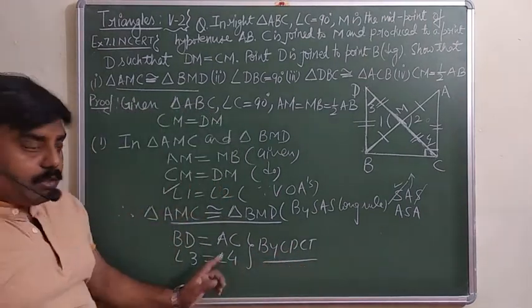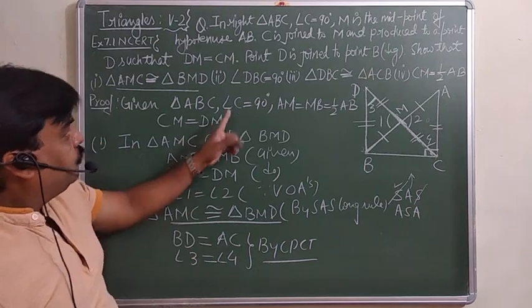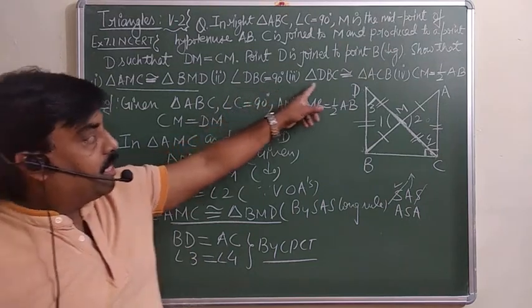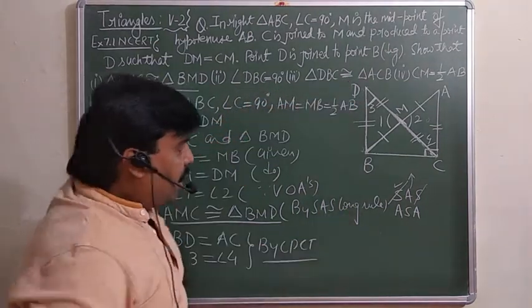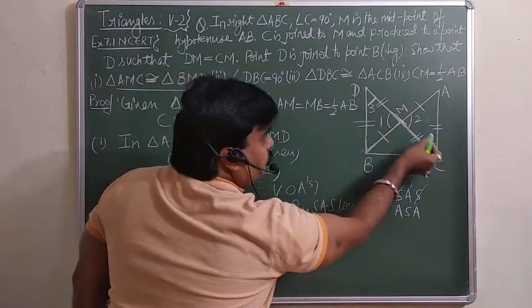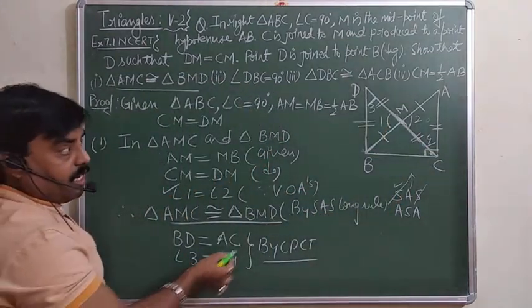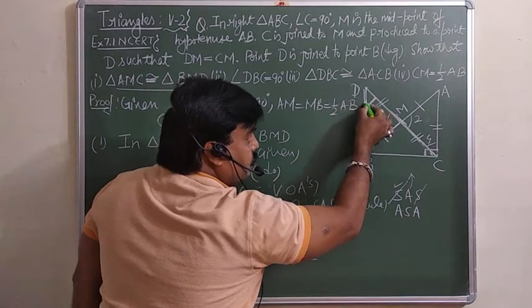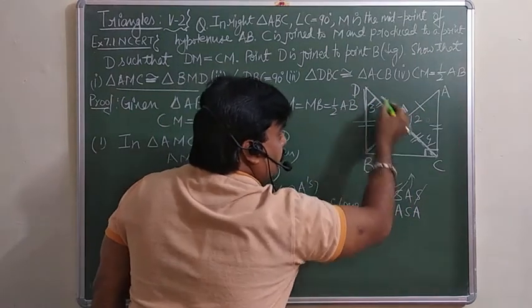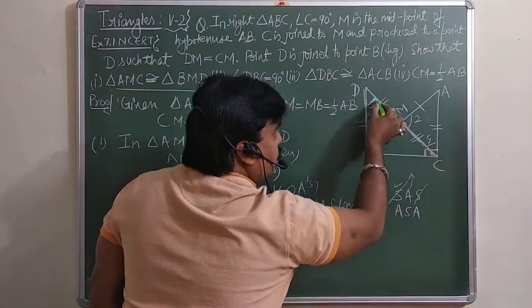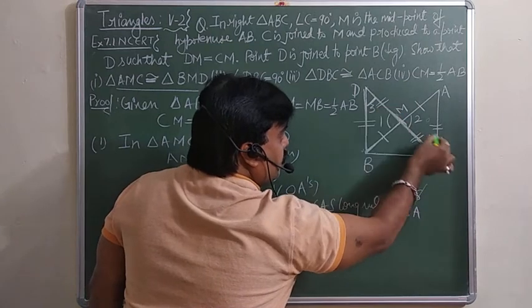But why are we doing this? Because we want to prove this angle is 90, and the rest of the things we require. Now one more point: if 3 is equal to 4 by CPCT, it means, just look here, these are two lines and this is the transversal. So angle 3 is equal to angle 4.